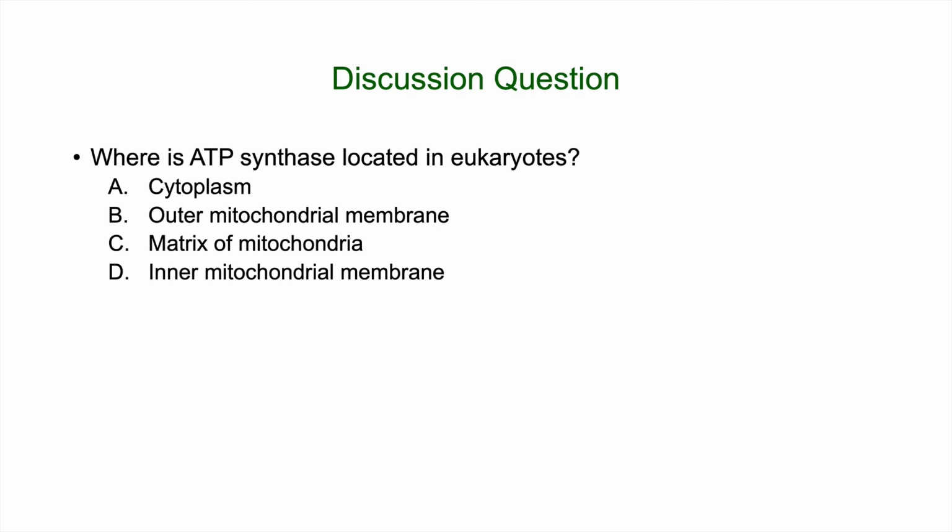Okay, so let's do a discussion question. Where is ATP synthase located in eukaryotic cells? So go ahead and pause the video, take a second to think about it. Well, ATP synthase was right after the electron transport chain, embedded in the inner mitochondrial membrane. So D is the correct answer.